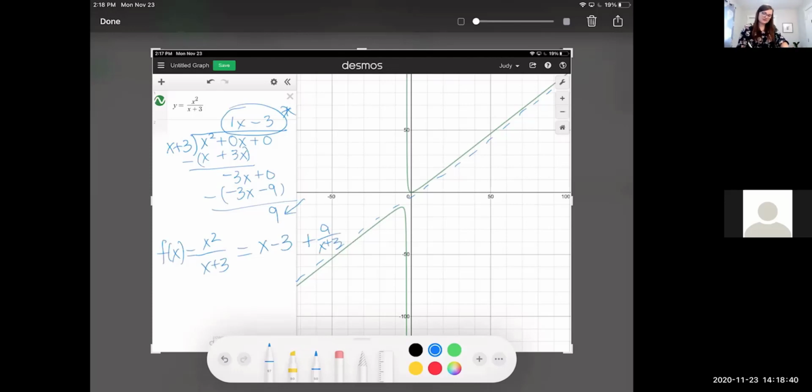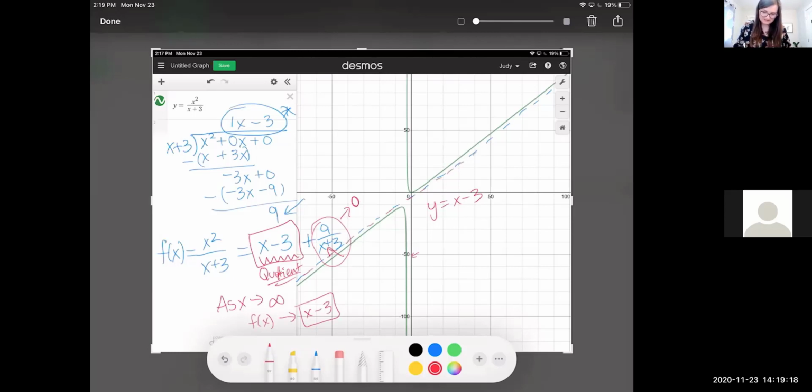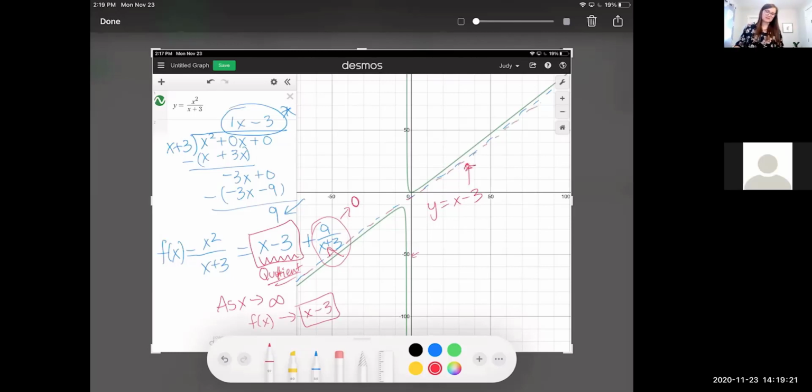Now when you think as x gets really big, the f of x is approaching x minus 3, because 9 over infinity is going to start getting really small, to 0, and you're going to be left with the quotient. That's how you get a slant asymptote. And if you look at this, y equals x minus 3. So that's what this line is, y equals x minus 3.